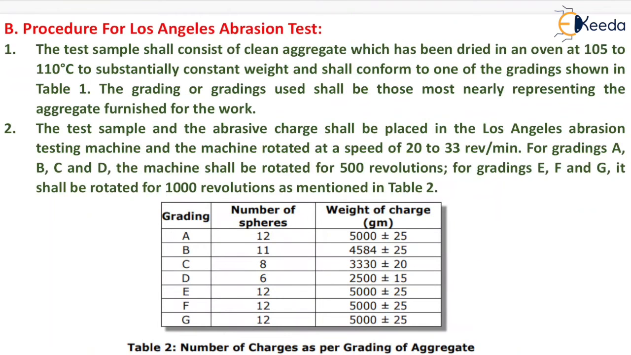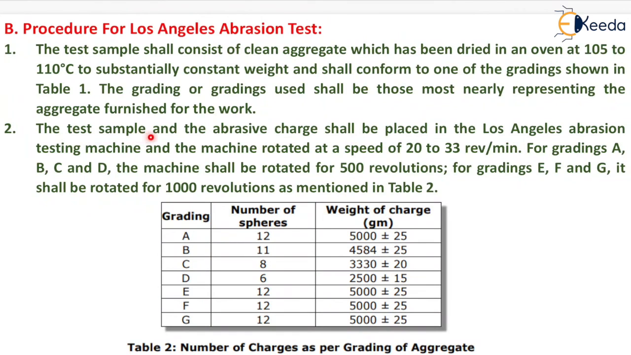Okay. Now the next one will be the procedure for Los Angeles abrasion test. The test sample shall consist of clean aggregate which has been dried in an oven at 105 to 110 degrees Celsius to substantially constant weight and shall conform to one of the gradings shown in table 1. The grading or gradings used shall be those most nearly representing the aggregate furnished for the work.